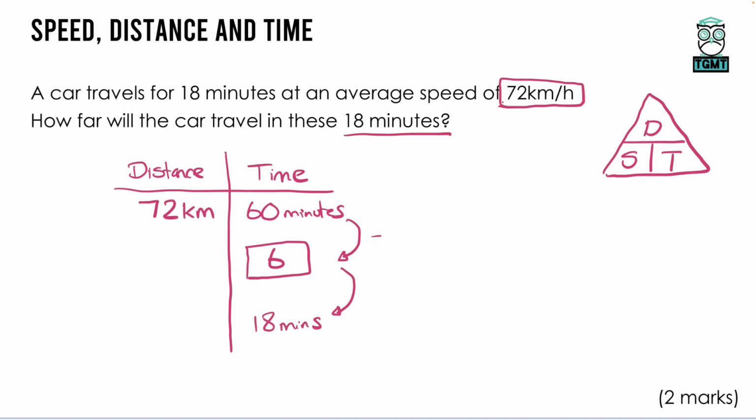To get down to 6, we would have to divide by 10. 60 divided by 10 is 6, and then we would times by 3. Whatever we do on the right, we just have to do exactly the same on the left. So we need to divide by 10 and then times by 3.